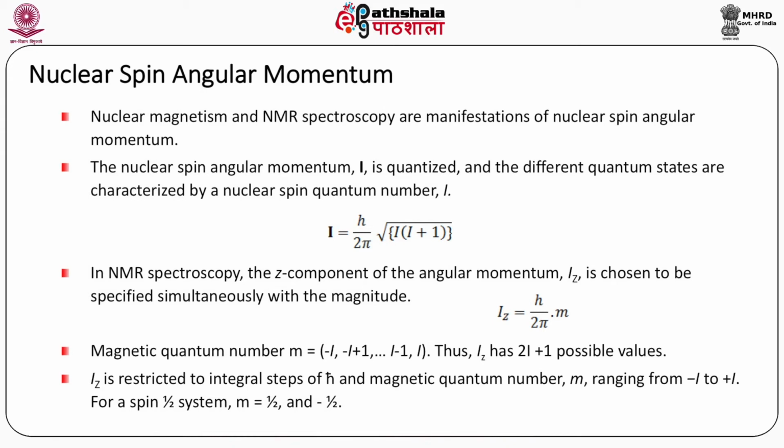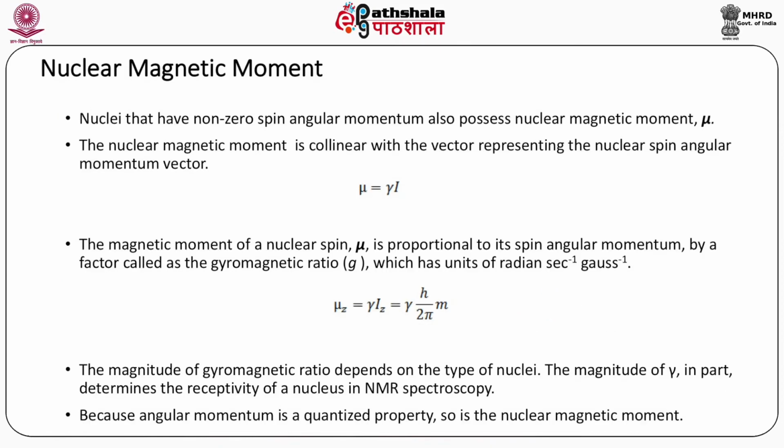values from minus I to plus I, which are in total 2I plus 1 possible values. Iz is restricted to integral steps of ħ and the magnetic quantum number m ranges from minus I to plus I. For a spin half system, m has two values of plus half and minus half.